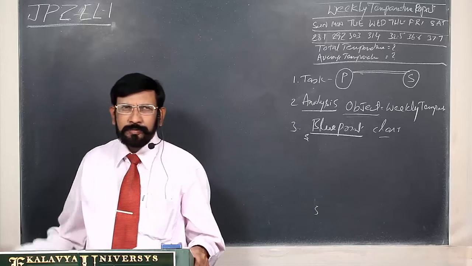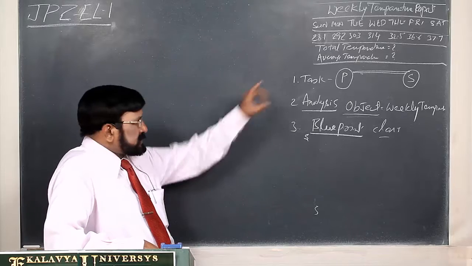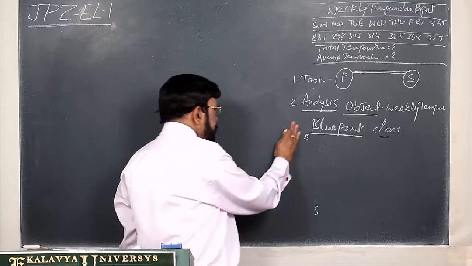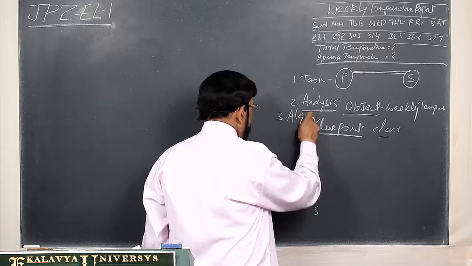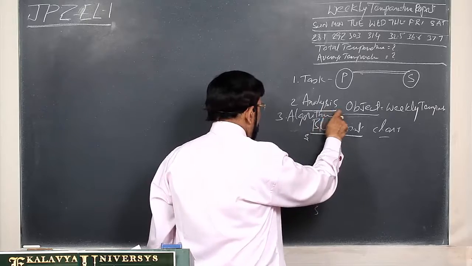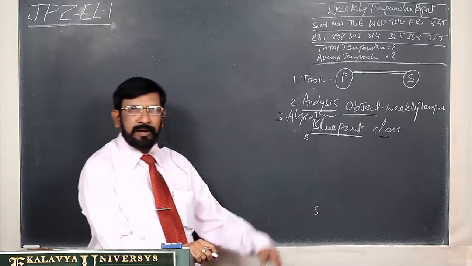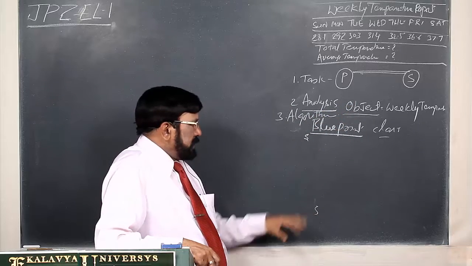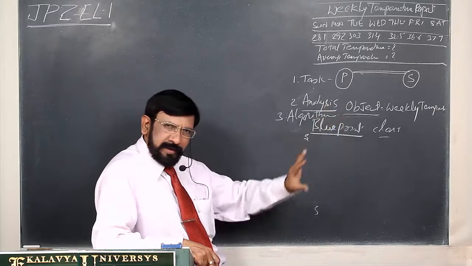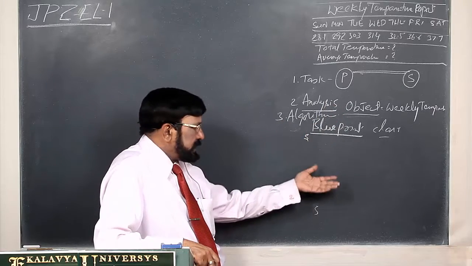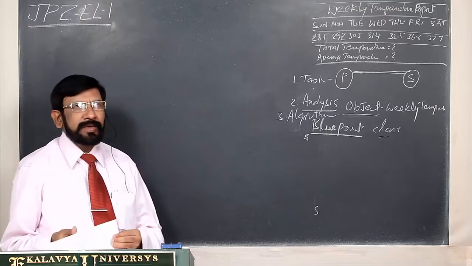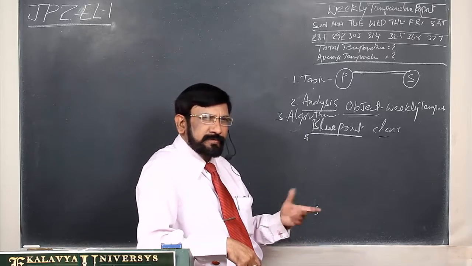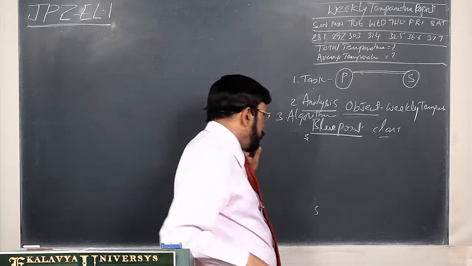Now, I already told you the first 3 steps: task, analysis, and the third step is algorithm. Algorithm means describing the procedures to implement the task. In this, we write in general human language, in English, what to do. For this purpose, if you are well familiar with C language, what we do there, that only we do here.